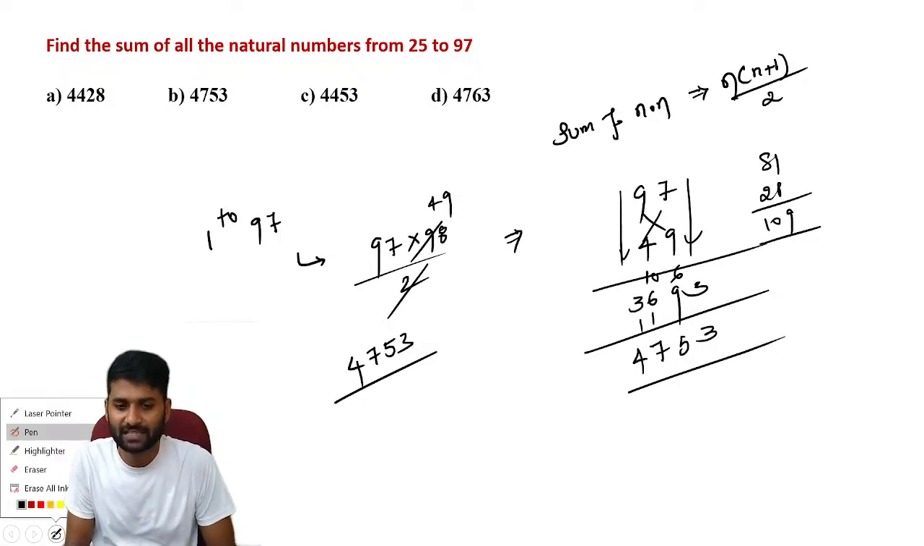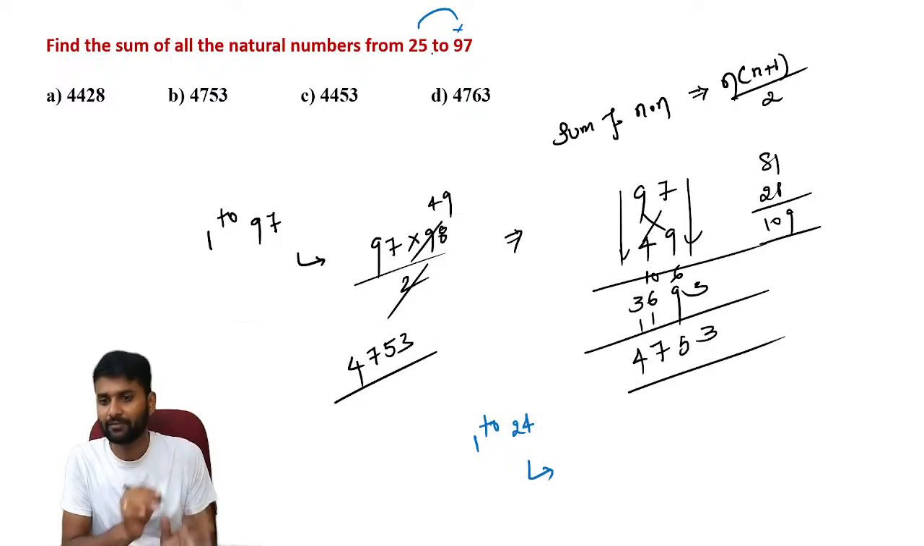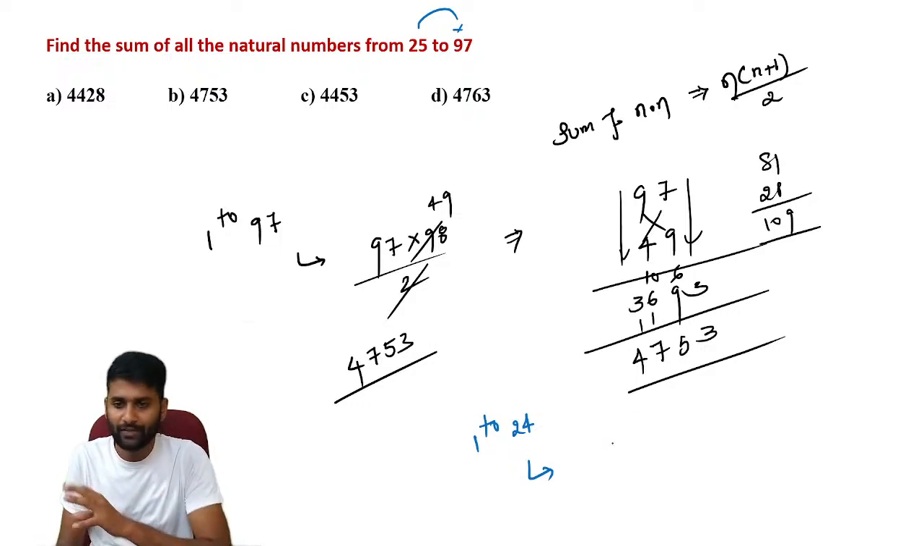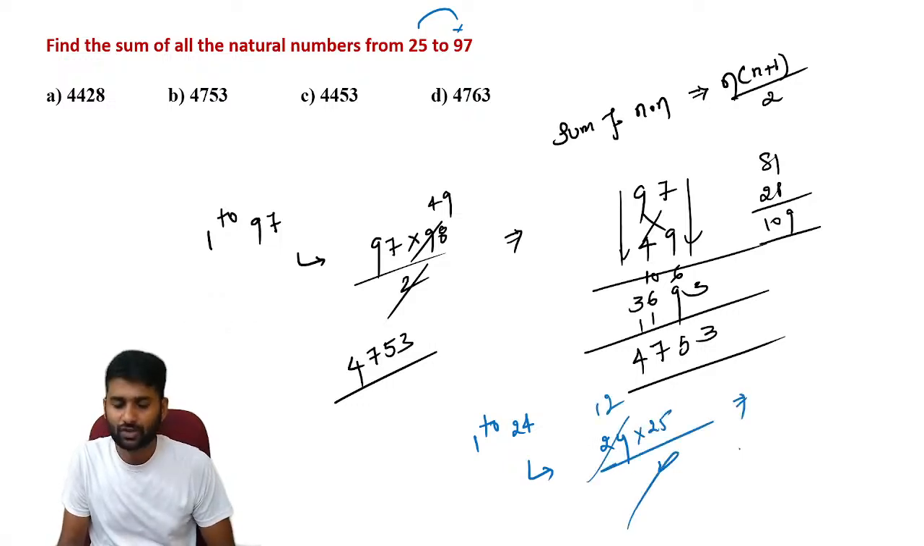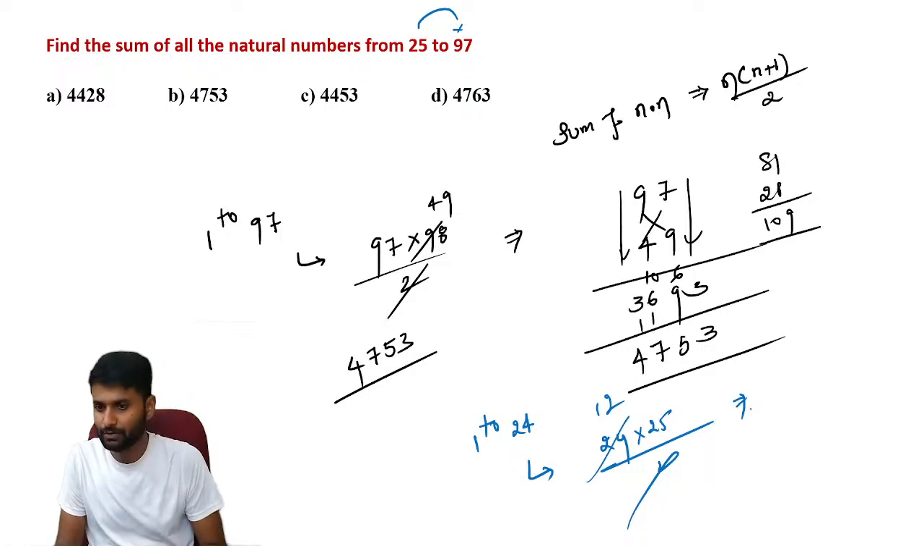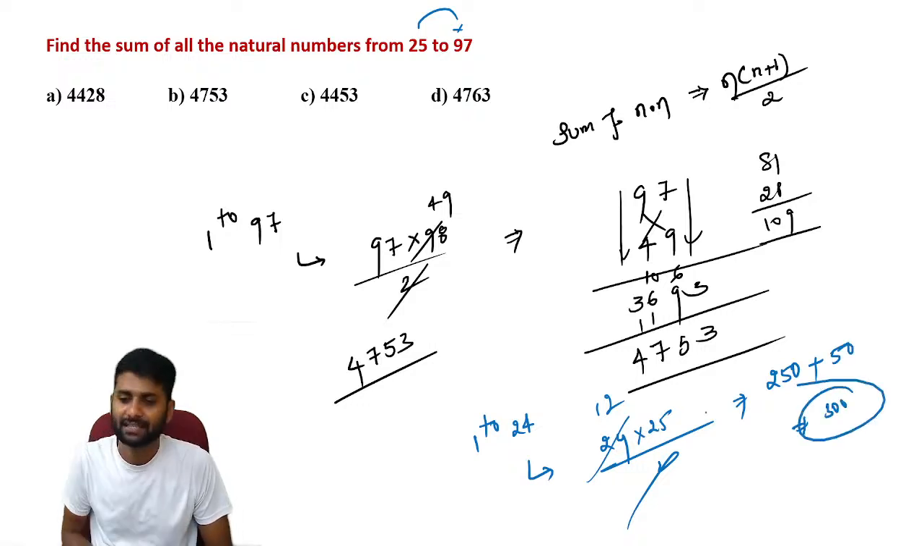Let's identify the sum from 1 to 24. See why: because 25 is included here, that's why we are identifying from 1 to 24. So the sum of natural numbers from 1 to 24 is 24 into 25 divided by 2. It is exactly 12 times. So 12 you can take as 10 plus 2. 25 into 10 is equal to 250 and 25 into 2 is equal to 50. Then the total sum value is 300.